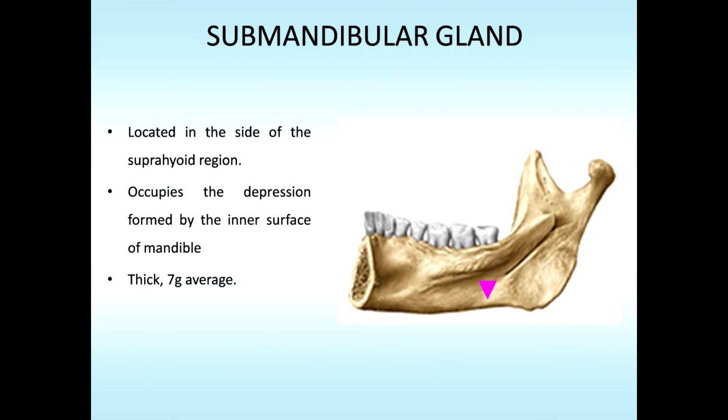It will be lying in a depression of the internal part of the mandible and lateral to the suprahyoid muscles, and also of the lateral root of the tongue and the pharynx. This region is known as the submandibular cell. The submandibular gland is smaller than the parotid, and its weight is about 7 grams.